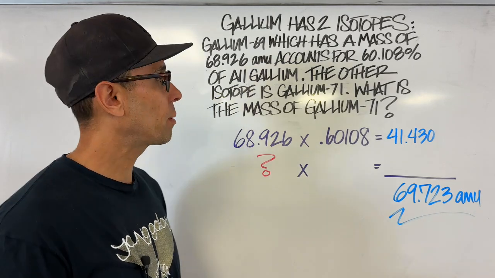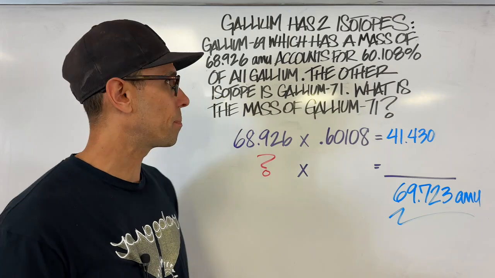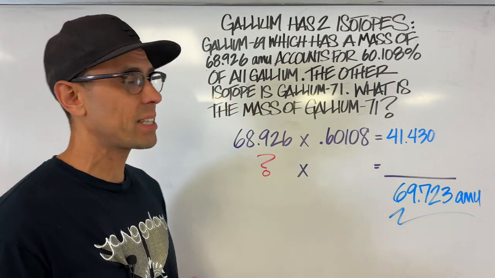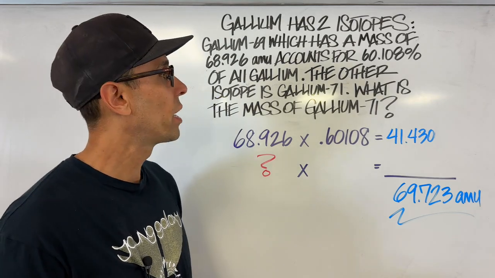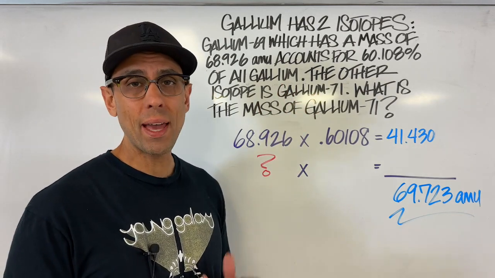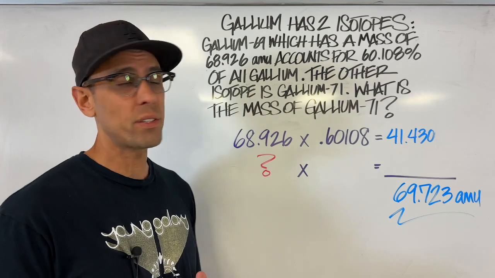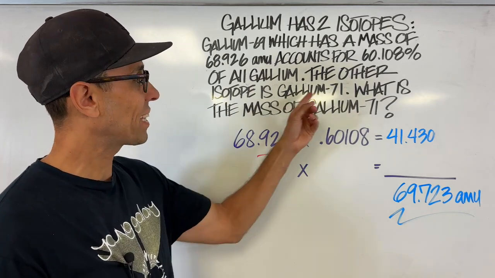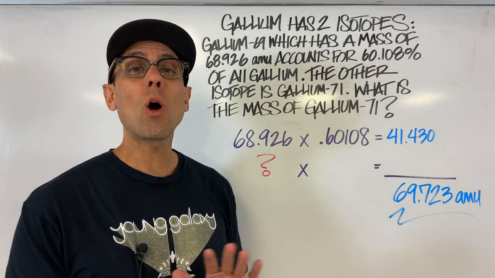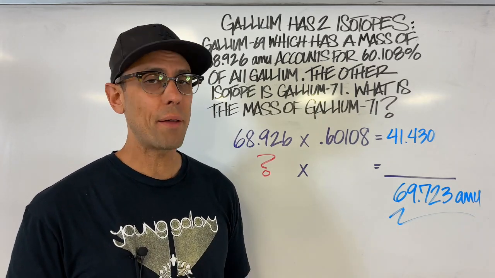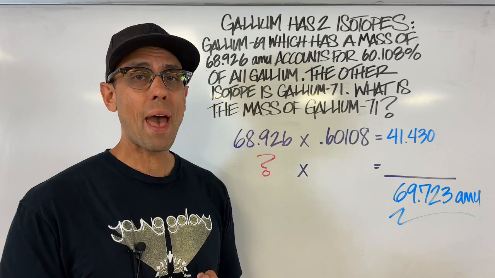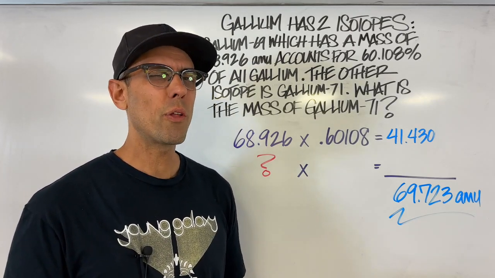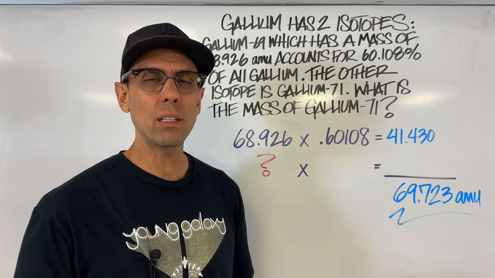We're again dealing with an element that has 2 isotopes, in this case gallium. We're told that one of the isotopes is gallium-69. It has a mass of 68.926 AMUs and occurs more than half of the time, at a percentage of 60.108%. There's another isotope of gallium. It's gallium-71. But we aren't told anything else about this isotope. We don't know its mass, and apparently we don't know its percent abundance either, although I'm going to show you how we can figure that out quite easily.